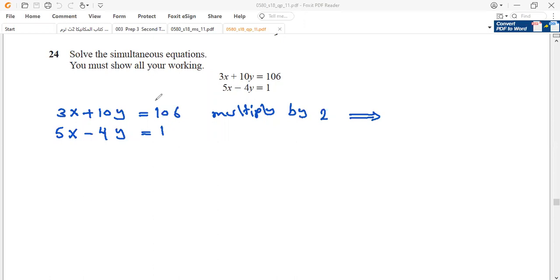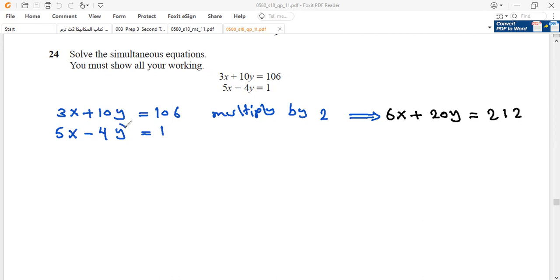3x multiply 2 equals 6x. 10y multiply 2 is 20y. 106 multiply 2 is 212. This is a new equation, okay? And we will go to the second equation.